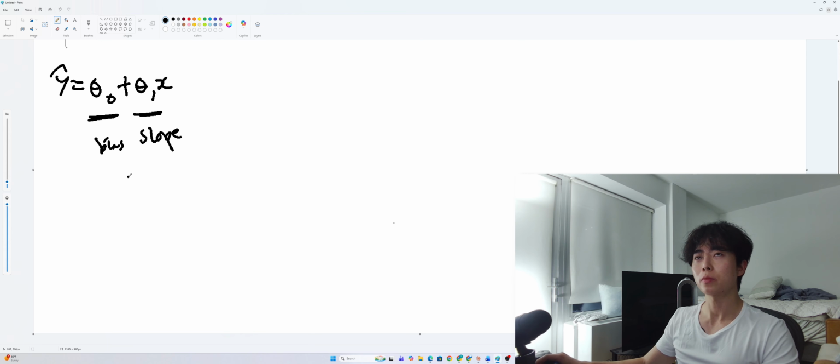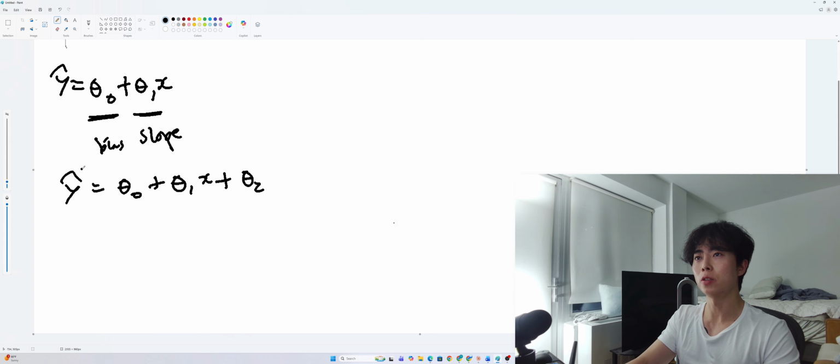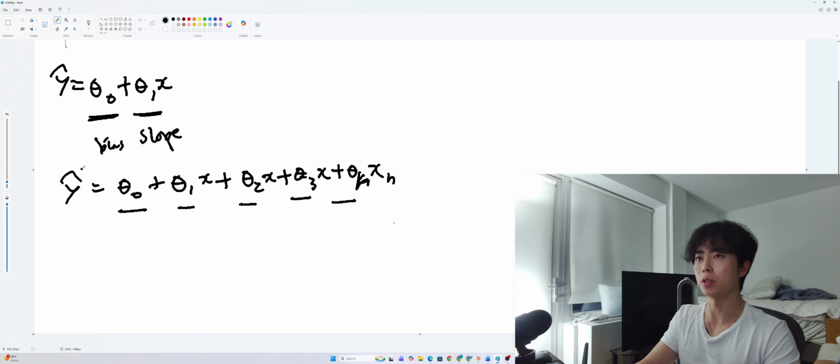What linear regression assumes is that the features are uncorrelated. Now for polynomial regression models, there's more than one feature, which is theta 2 x, theta 3 x, and so on and so forth, all the way to theta n x n. So on each feature, we're trying to optimize these values and output a y.